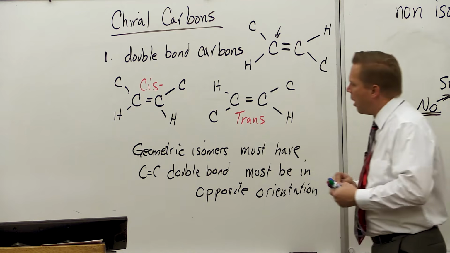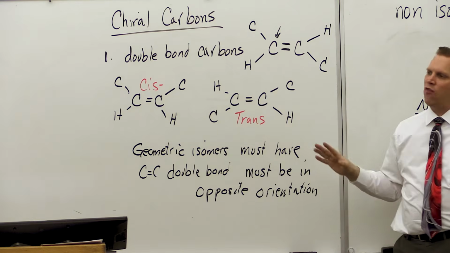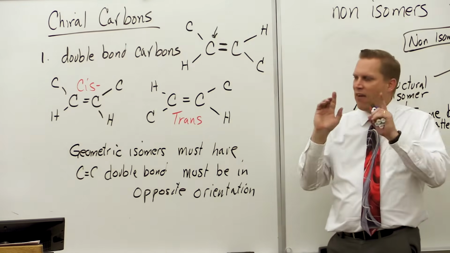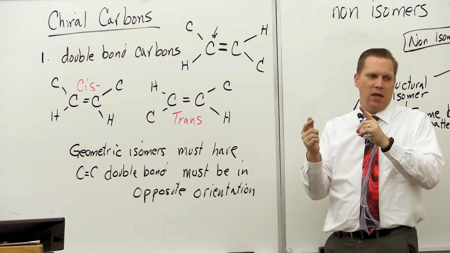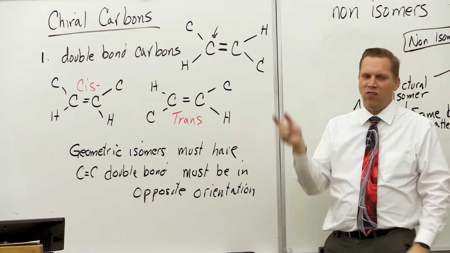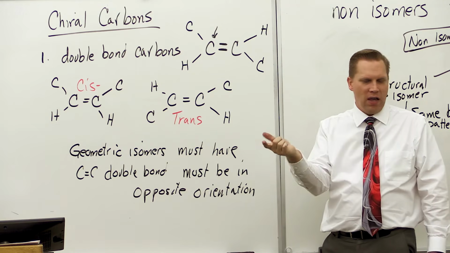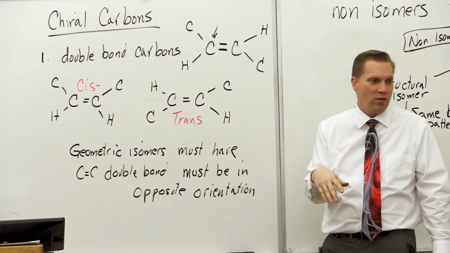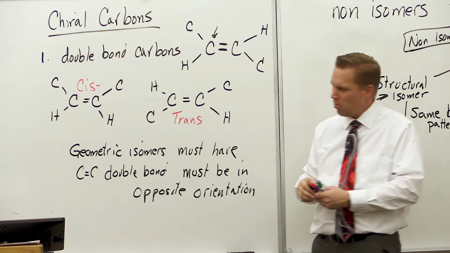Meaning that in order to have a pair, remember we're always talking about a pair of molecules, in order for that pair to be geometric isomers, they have to have a double bond, and that double bond has to be in opposite orientations. One has to be cis, and the other has to be trans. If they're cis and cis, then they're not geometric isomers. They're the same molecule. If they're trans and trans, the same thing. Okay?